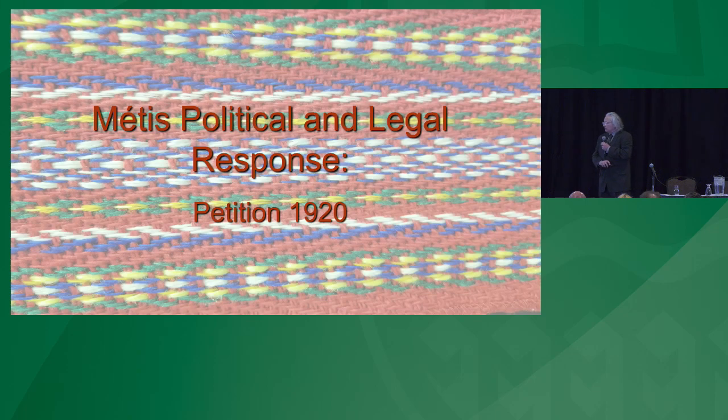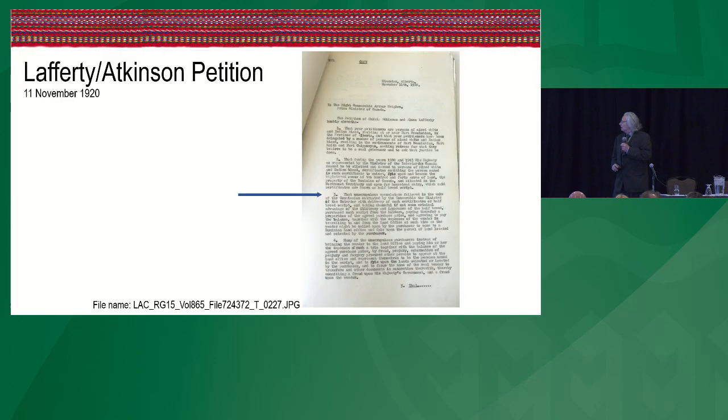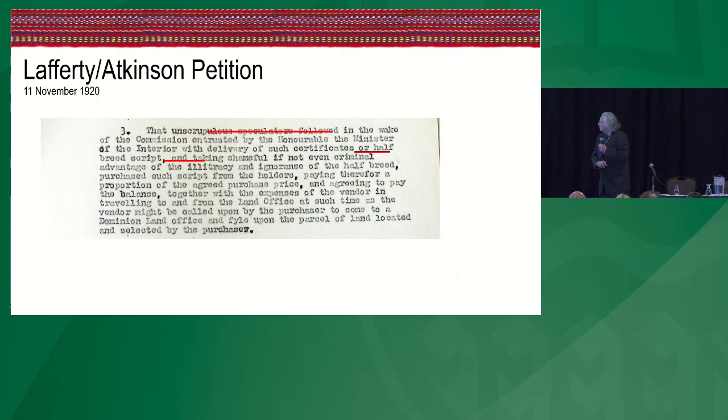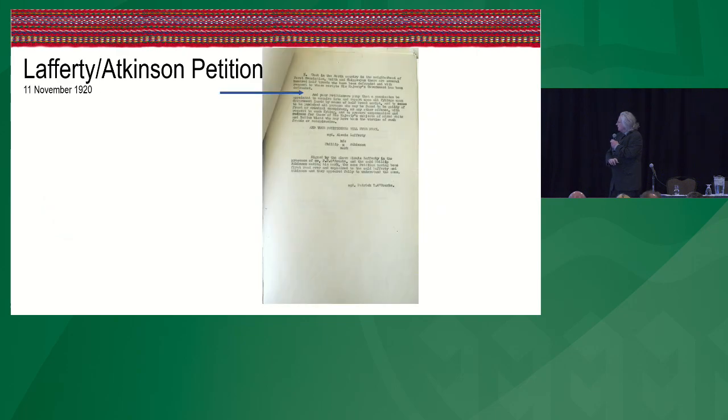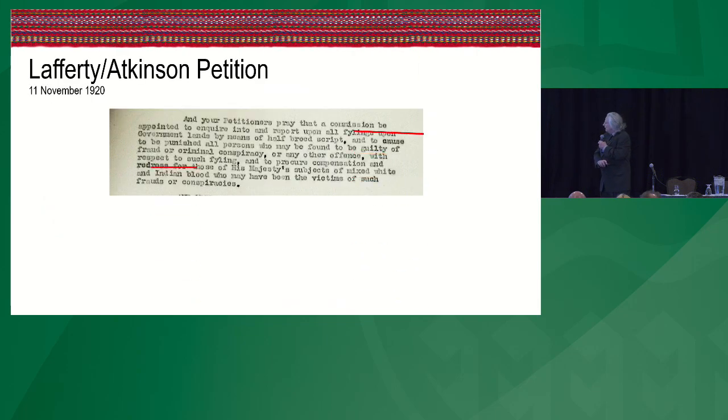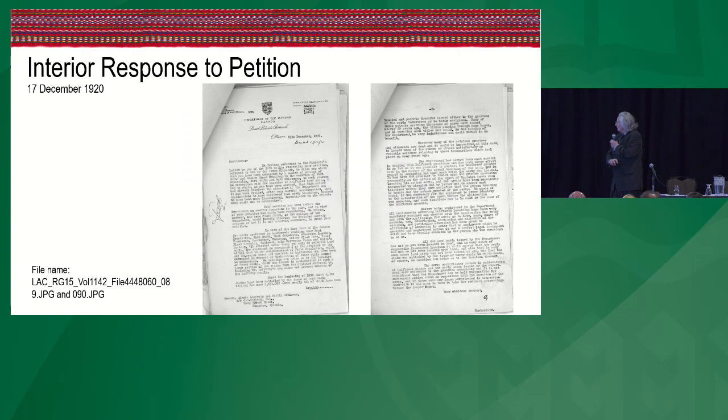So here's another response. So they tried that. They tried a case against the Crown. They then tried a petition in 1920, again coming from Alberta, helped by a man by the name of Calhoun, and all about unscrupulous speculation, criminal activity, and a bit of ranting. The Interior responds to the petition is given to James Lougheed, right? Or it's given to the Prime Minister and it's given to James Lougheed.